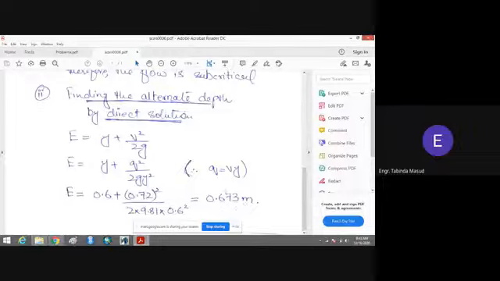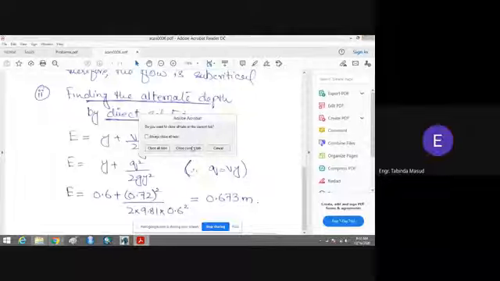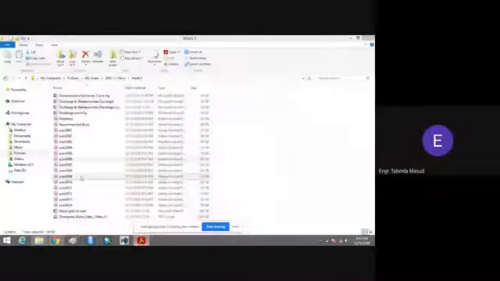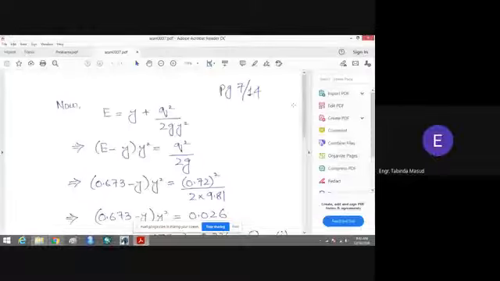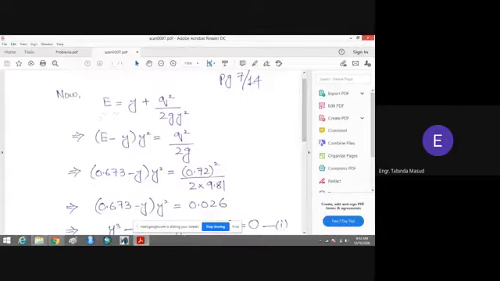Now using this value of energy, we will find the value for the alternate depth of the flow. Okay, again we will use the same equation. Now we are using the same equation for the alternate depth: E is equal to y plus q square divided by 2g y square. And here I have tried to simplify the equation. You can see (E minus y) into square of y is equal to q square divided by 2g.